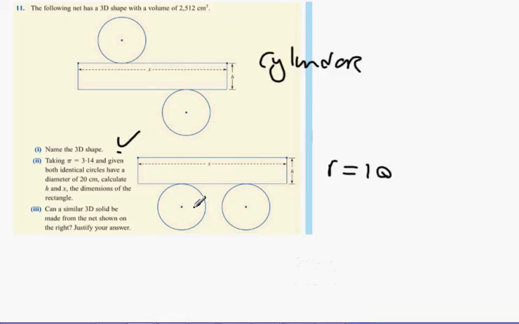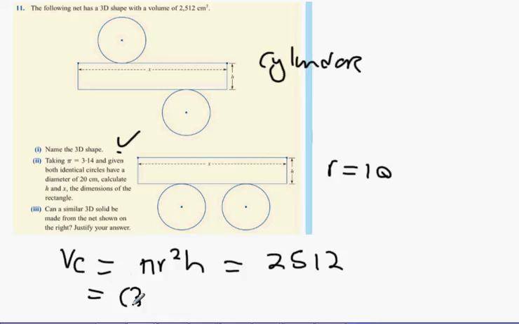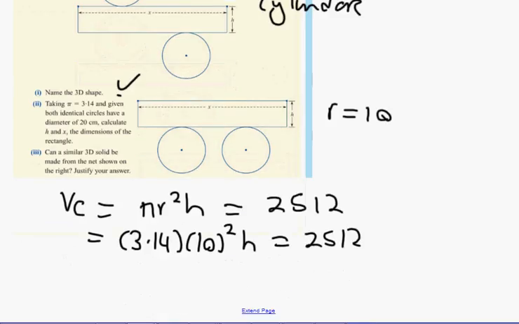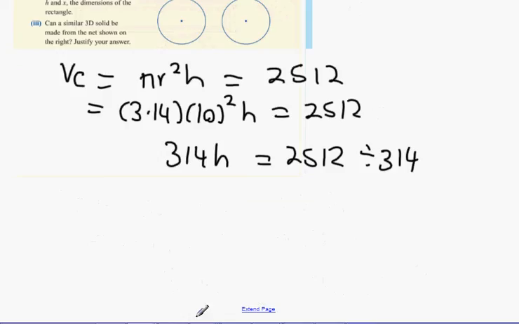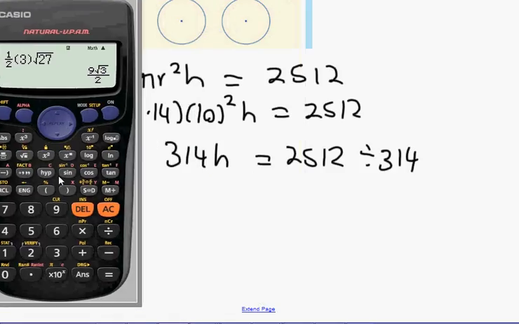Next one is, we want to find out the height of the cylinder. So what you need to remember is volume of the cylinder is pi r squared h. Pi r squared h is 2512. Pi, it tells me, is 3.14. Radius squared is 10 squared. And the height, I don't know what it is. So what I'm going to do here is multiply this out. I'm going to get 314h equals 2512. It's multiplied by 314 on the left, which makes it divide by 314 when I send it to the right. So 2512 divided by 314.